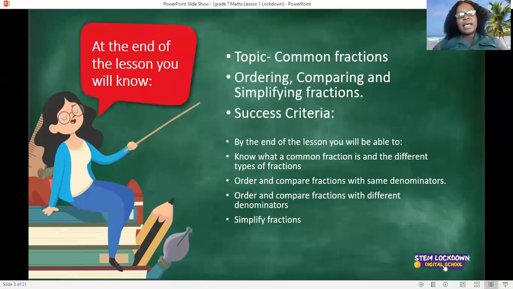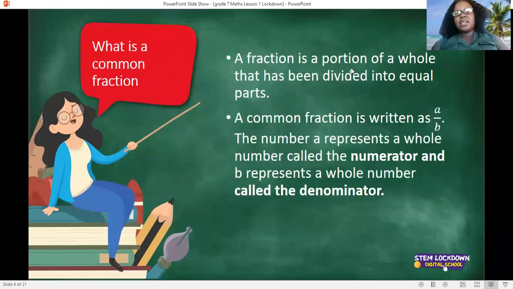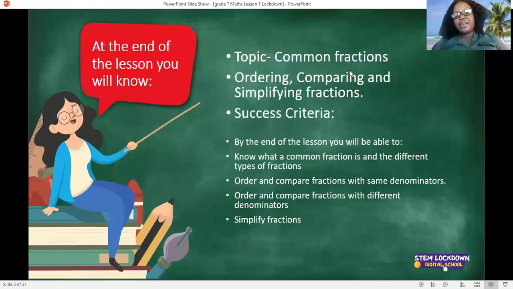Okay, so at the end of the lesson, let's look at the success criteria. Before we do that, we're going to look at ordering fractions, comparing fractions, and also simplifying fractions. By the end of the lesson, you should be able to know what a common fraction is. And you should also know the different types of fractions. We're going to look at that.